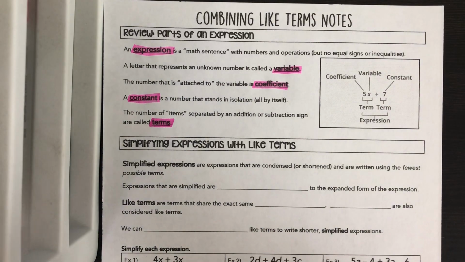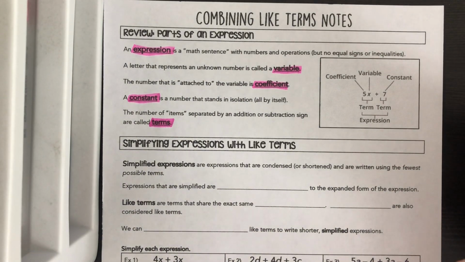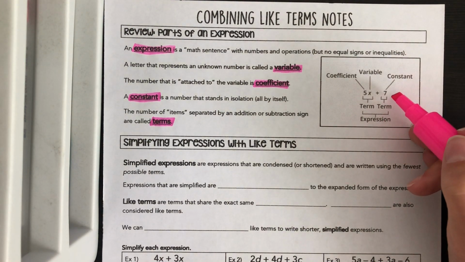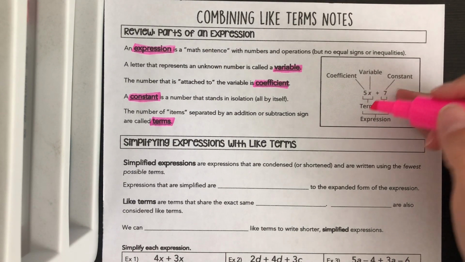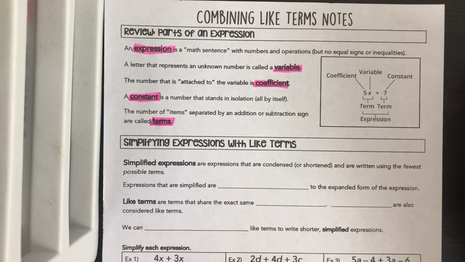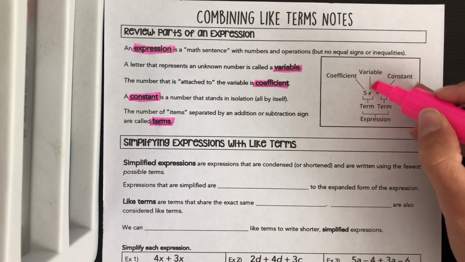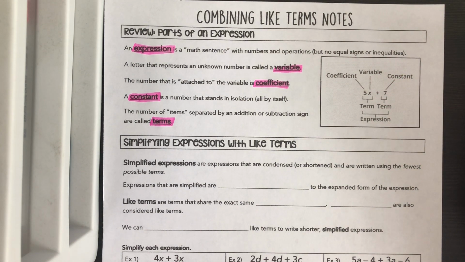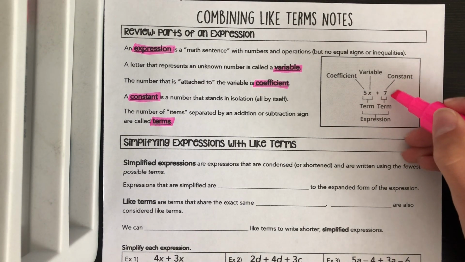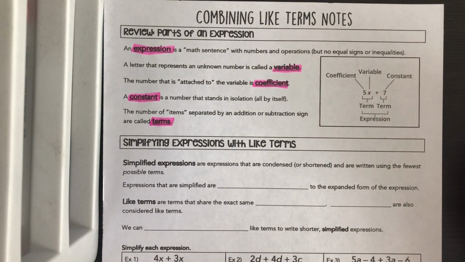So let's take a look at what all of these different vocabulary words look like in an actual expression. So over here we have the expression 5x plus 7. So in this expression, 5 is our coefficient, that's the number with the variable. X is our variable, a letter representing that unknown information. And 7 is our constant, that number stands by itself, and 7 is always going to have a value of 7.